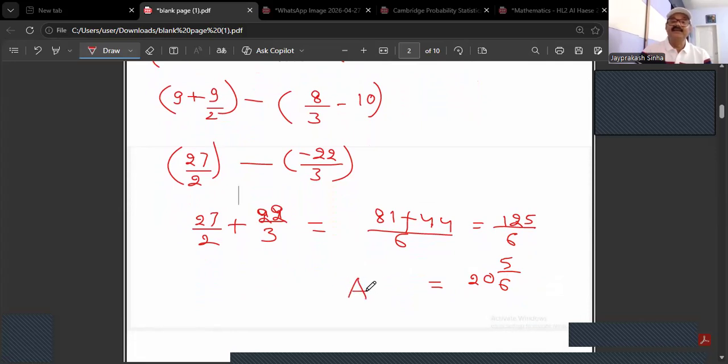What is the area? Because the units are not given, so our answer will be area is equal to 25 by 6 units. Just square units, we can say. Okay. So area is equal to, this is our answer.